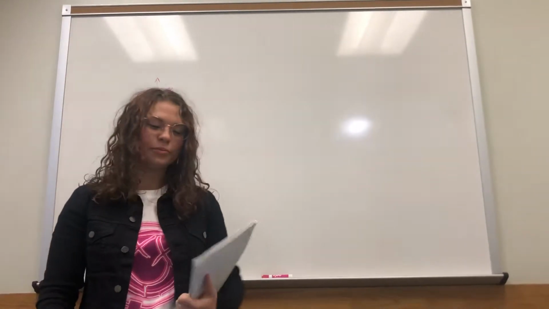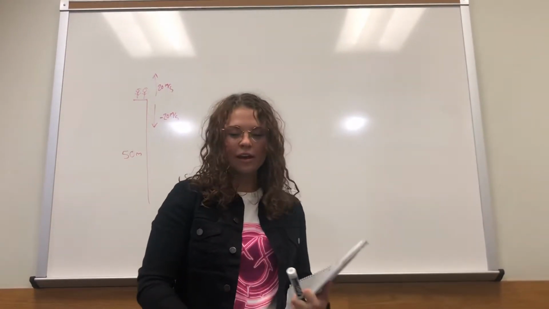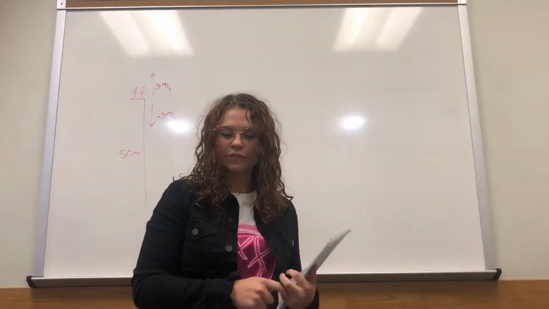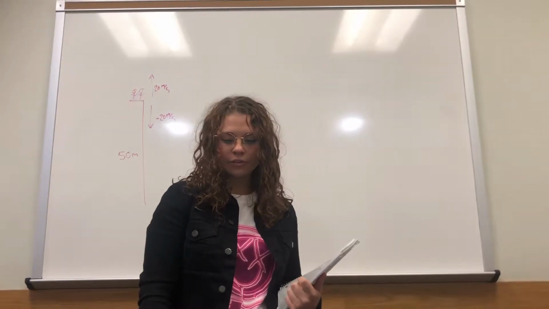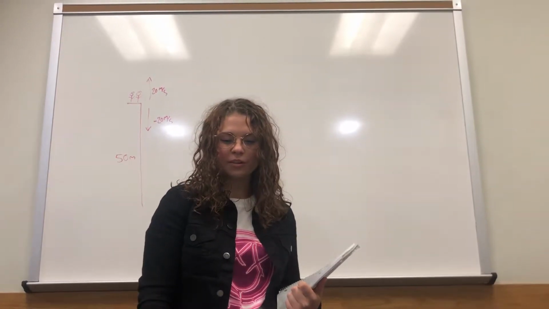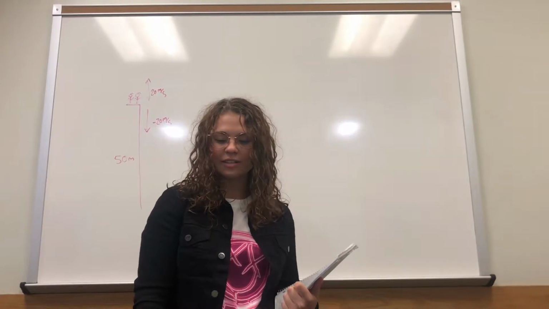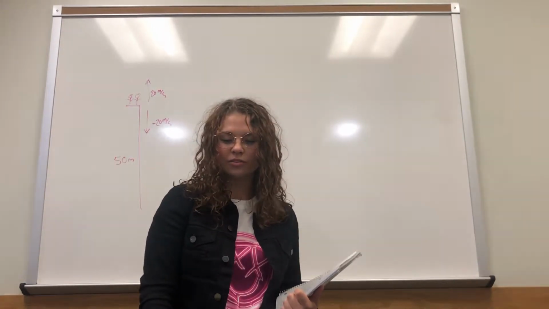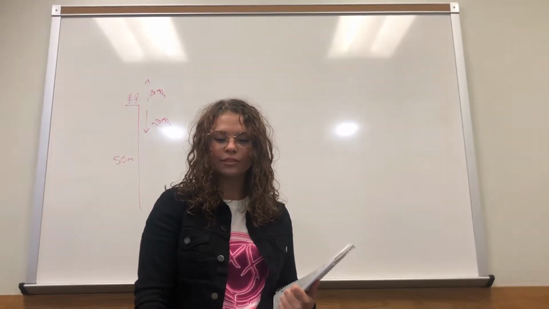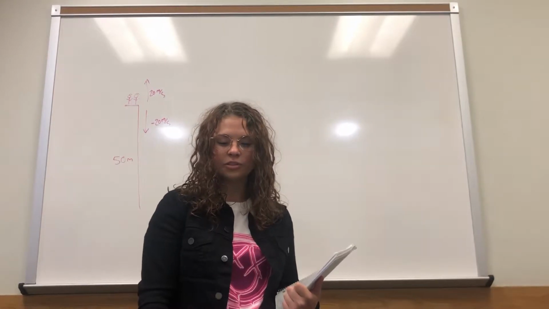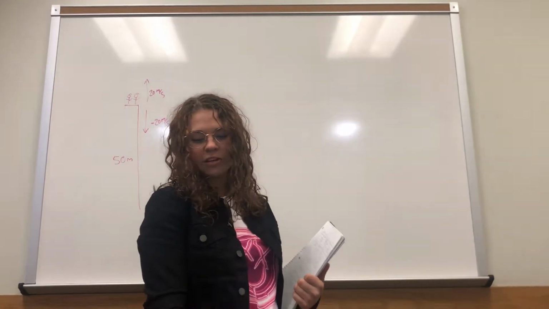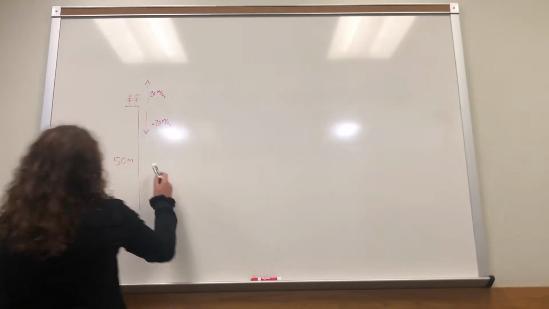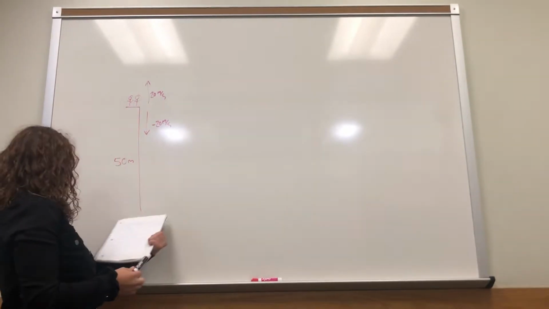This is Physics Chapter 2, Problem 75, and it reads: Heather and Jerry are standing on a bridge 50 meters above a river. Heather throws a rock straight down with a speed of 20 meters per second. Jerry, at exactly the same instant of time, throws a rock straight up at the same speed. Ignore air resistance. Part A asks how much time elapses between the first splash and the second splash. So here's a diagram of them, one throwing up, one throwing down.